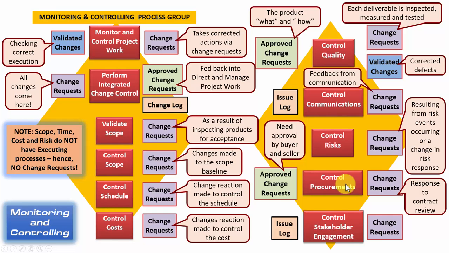Bringing us finally then to the control stakeholder engagement process. As a result of feedback, there may need to be changes to the way in which the stakeholders are kept engaged or informed or involved, if you will. This may result in the communication management plan needing to be changed.